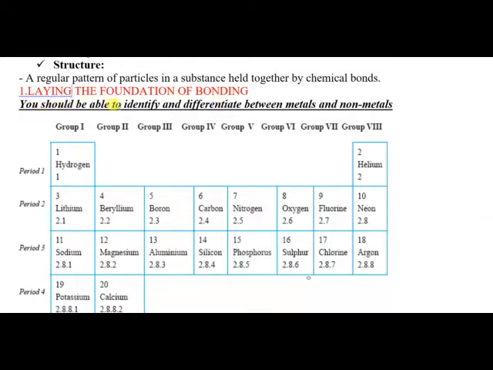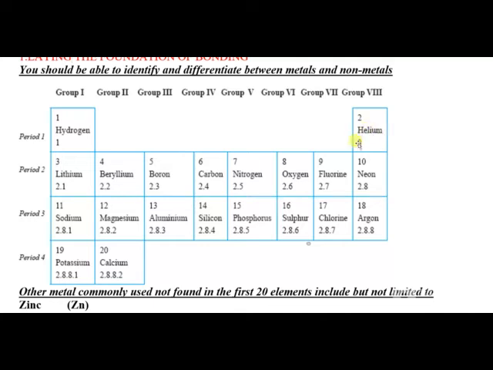So you should be able to identify and differentiate, very important, between metals and non-metals. So if you don't know that this is a metal, this is a non-metal, then it is going to be very difficult for you to know which bond is between the compound given. Therefore, that's why I prefer taking you through the periodic table slightly, so that we can understand which element is a metal and which one is a non-metal.